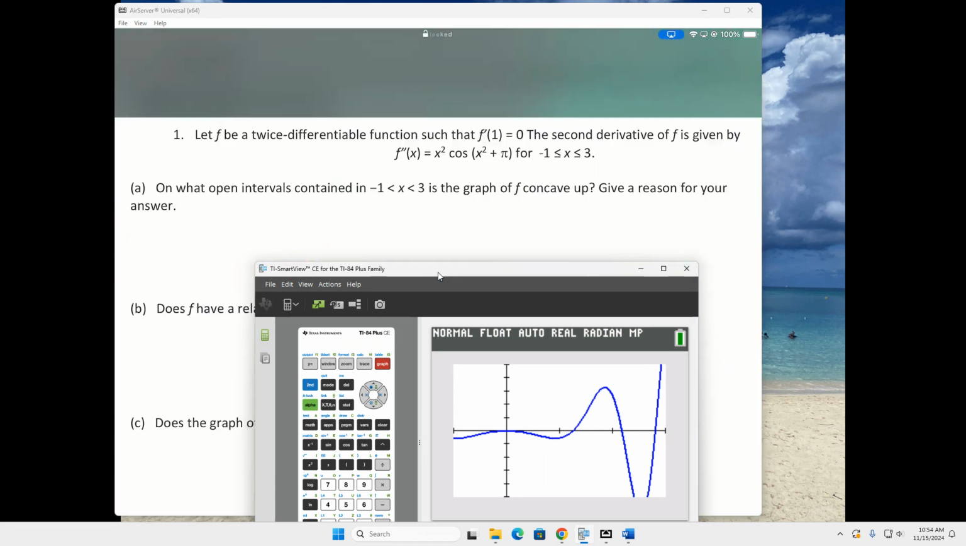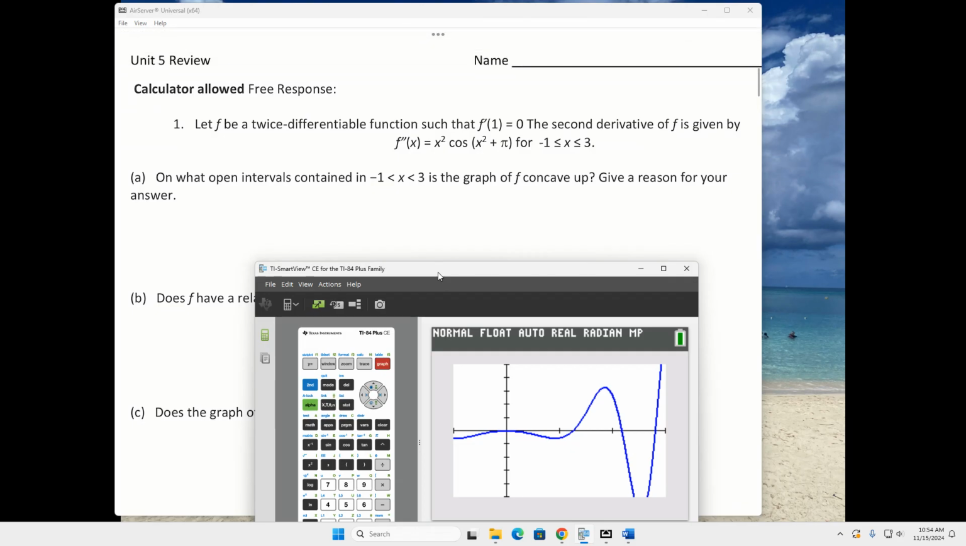All right, so the question is, part A: on what open intervals, which is not what we're used to doing. We're used to doing the brackets. I don't know how picky they're going to be about brackets versus parentheses, but if it says open intervals, we're going to do parentheses here. So on what open intervals contained between x is -1 and 3 is the graph of f concave up, and give the reason. So is this graph f?